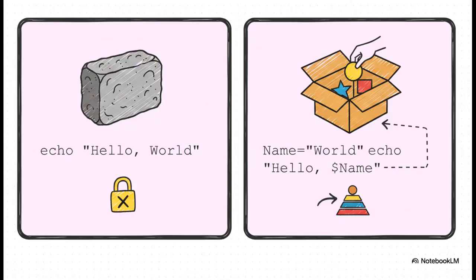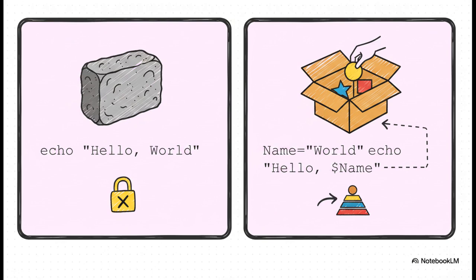And this comparison says it all. On the left, you've got a script that will only ever say, hello world. But look at the one on the right. It uses a variable, think of it as a little labeled box called name. By changing what's inside that name box, we can make the script say hello to anyone or anything, without ever changing the echo command itself.